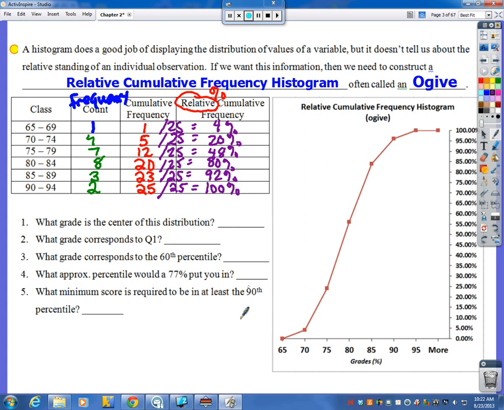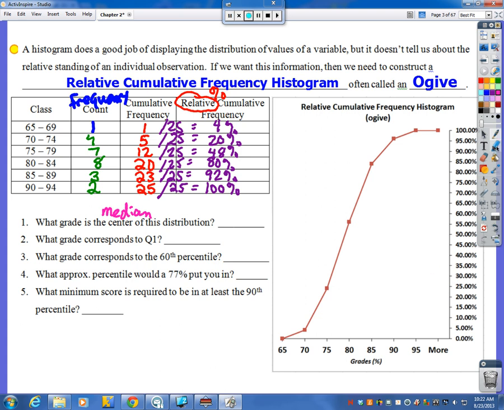So anyway, these should match up with these here. So here's how we're now going to read an ogive. What grade is the center of this distribution? Well, the center, if you think about it, we can talk about mean or median. Median is going to be ideal because the median is at the 50th percentile. And all of these percentages here kind of represent percentiles.